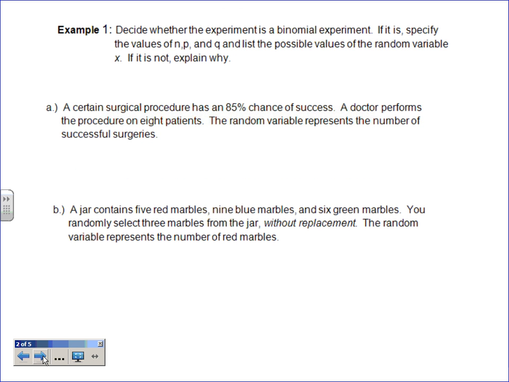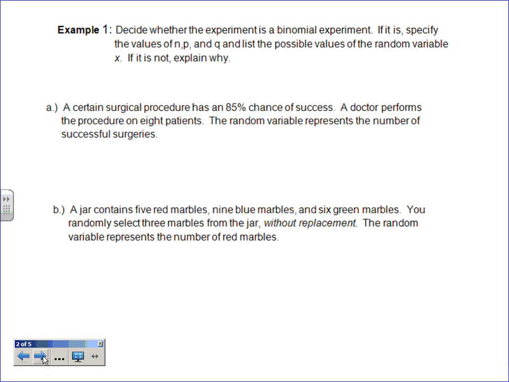So decide whether this experiment is binomial or not. If it is, specify the values of n, p, and q, and list the possible values that x can actually hold, and then if not, explain why. So there's a surgery out there that is 85% chance of success. So obviously, it can fail. A doctor performs the procedure on 8 patients, maybe in one day, maybe who knows, it could be 10 different days. The random variable represents the number of successful surgeries.